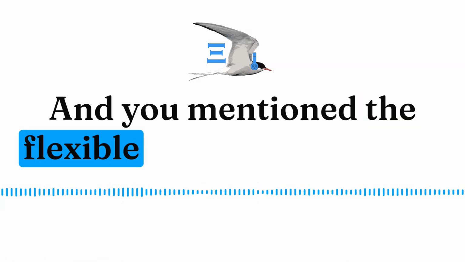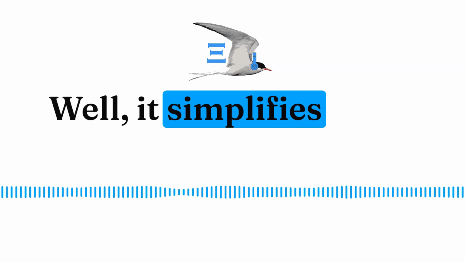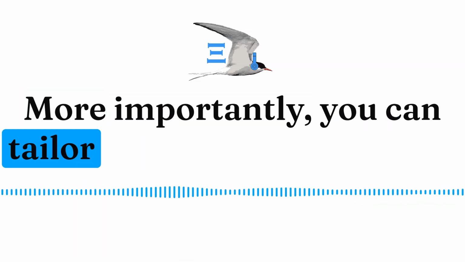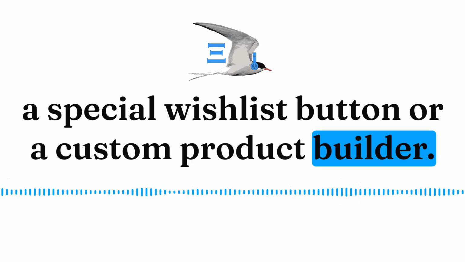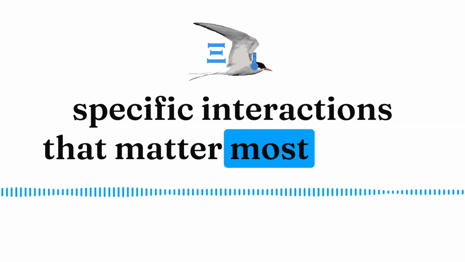And you mentioned the flexible event model again. How does that help a merchant specifically? Well, it simplifies setup because you don't need loads of different tag types. More importantly, you can tailor it to your business. Got a special wish list button or a custom product builder? You can set up custom events to track those specific interactions that matter most to you.